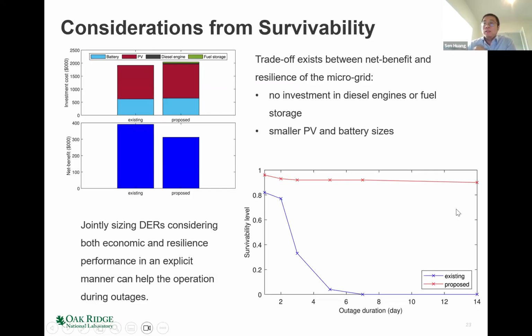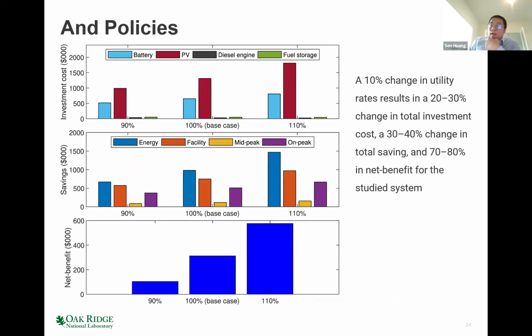So that's really showing that we have some kind of trade-off between the cost and the survivability. I mentioned that the cost is highly associated with the incentive from the utility company. So we also did a scientific study to understand how things change if there is a change in the incentive. You can see that by changing, for example, the utility rate by just 10%, the results are totally different.